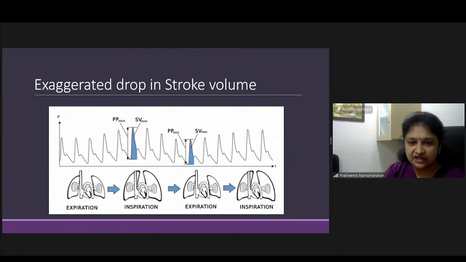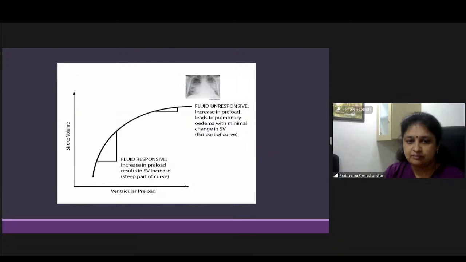Again, this is literally the basic of all hemodynamic monitoring, so I'm just repeating it. We are thinking about giving a fluid bolus. Is the patient responsive? If we give a small fluid bolus, is the stroke volume increasing proportionately?